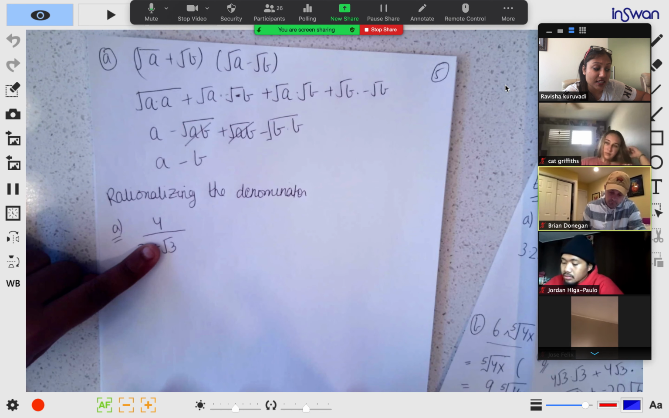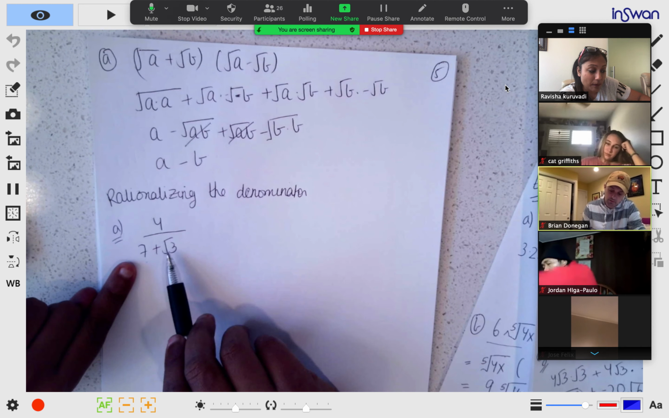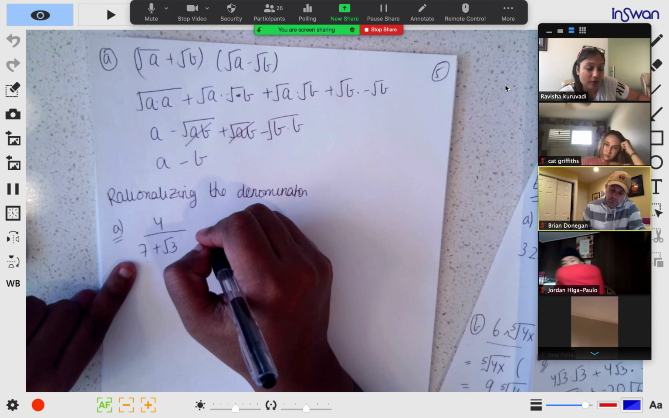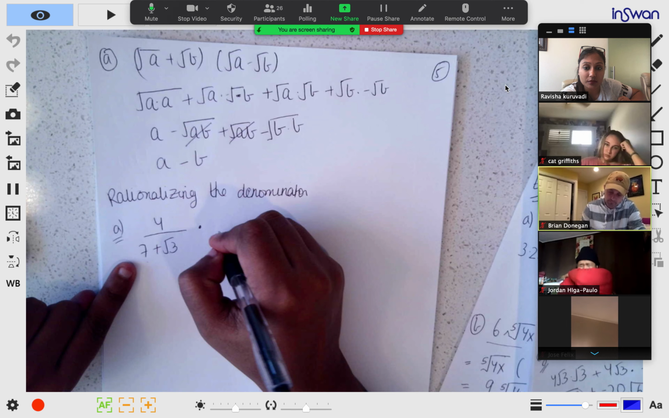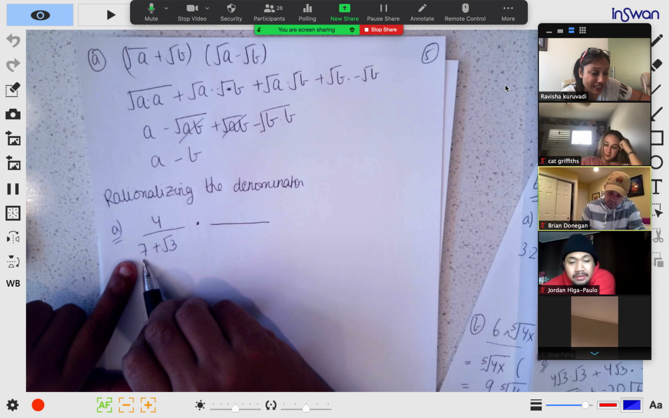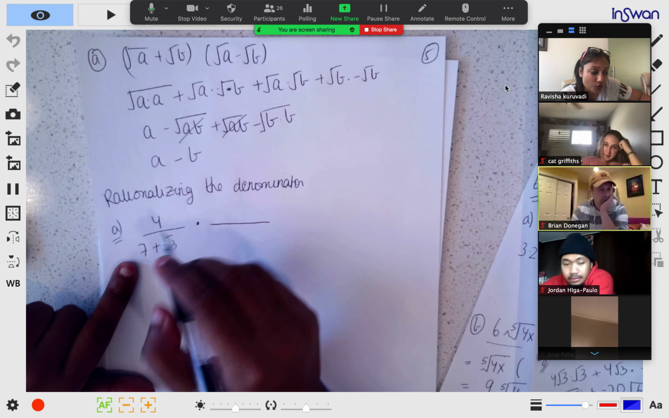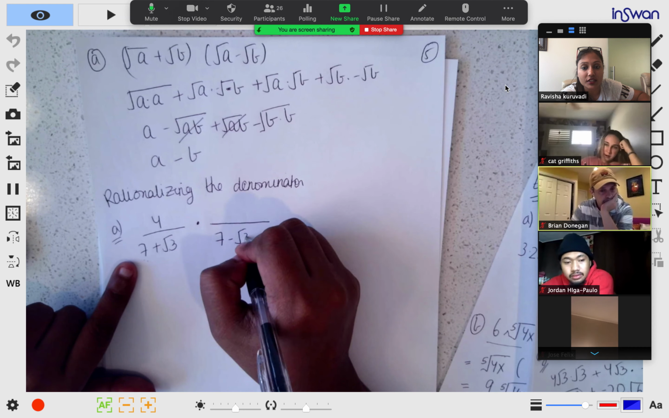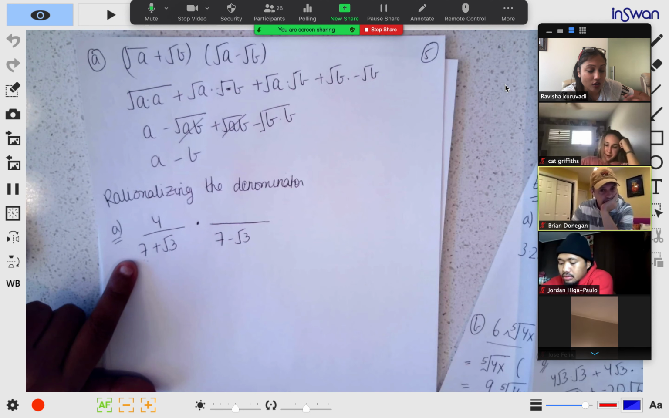But in this case, you have 7 plus root 3. What you're gonna do is multiply and divide with the same term. Since it's 7 plus root 3, you're gonna take 7 minus root 3. You're gonna change the sign of one term. I change the sign of root 3.